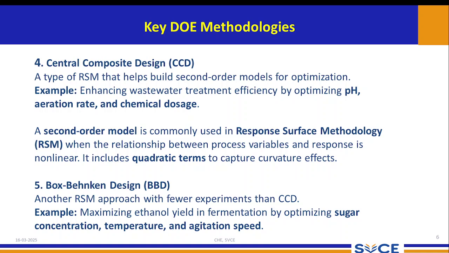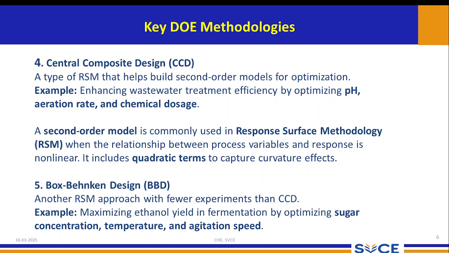So what we need to do, we can vary the pH, we can vary the aeration rate, that means how much oxygen we are bubbling through, spraying underneath the water from the bottom, or you have surface aerators. So the aeration rate, how much, and what is the chemical dosage that you have kept. So a type of RSM that helps build second order models for optimization.